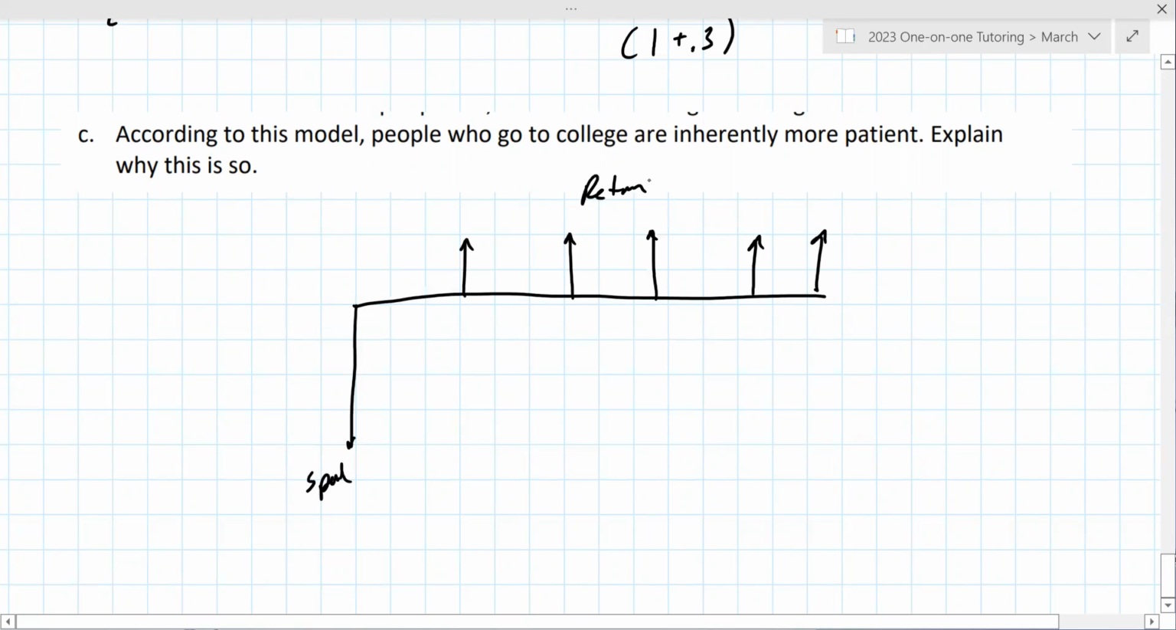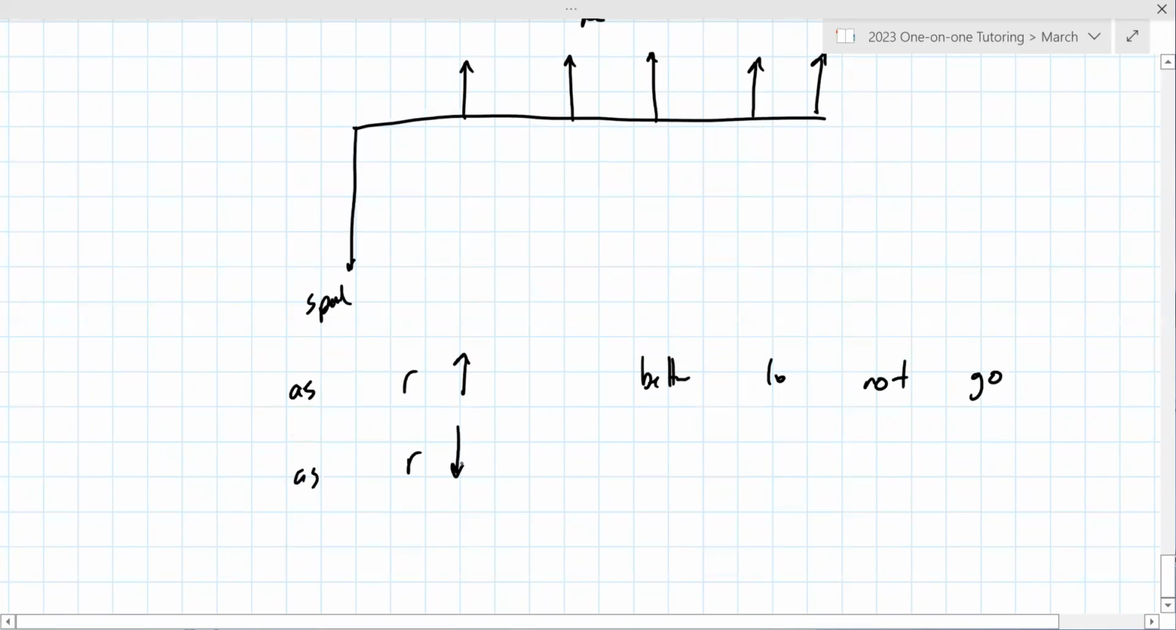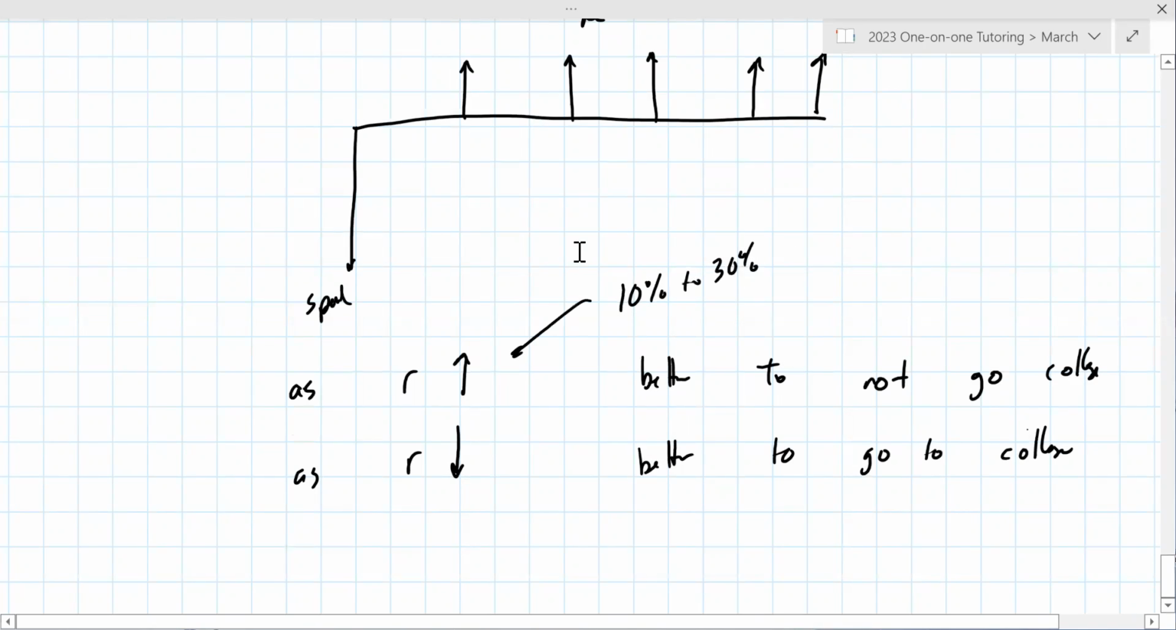In terms of the R, we saw that as R increases, it's better to not go to college. As R decreases, it's better to go to college. So this first one was going from 10% to 30%. That's why it was better to not go in that scenario. Okay, all right, so let's go to number 5 here.